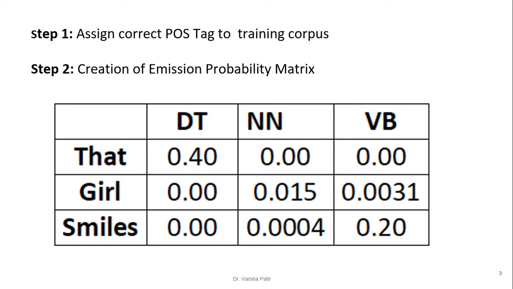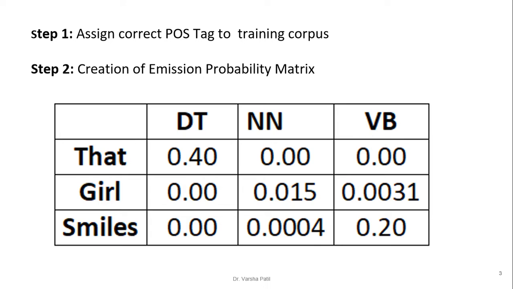Step 1. Assign the correct part of speech tag to the training corpus. Sometimes in exams they give the corpus, or sometimes they skip the corpus and directly give the matrix values for the emission probability and state transition probability matrix. In my previous video I covered the example in which the corpus is given and from that we start the procedure. But in this video I am going to cover the examples in which the emission probability and state transition probability matrix are directly given. So for step 1, there is no need to go for that, we can skip this step.